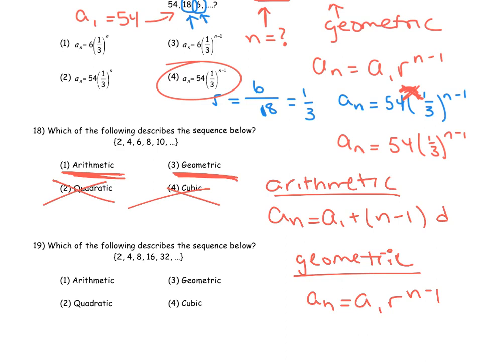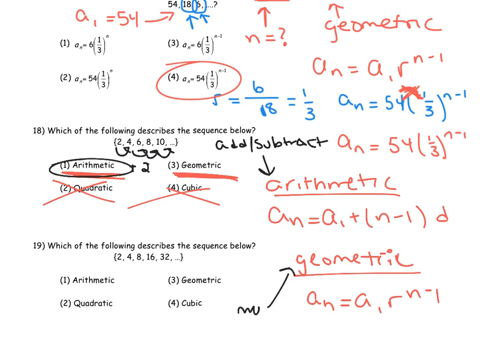Let's take a look at what we got here. How did I get from 2 to 4, 4 to 6, 6 to 8, and 8 to 10? I'm adding 2 every time. If I'm adding or subtracting by a number, that's an arithmetic sequence. If I'm multiplying or dividing, that's a geometric sequence.